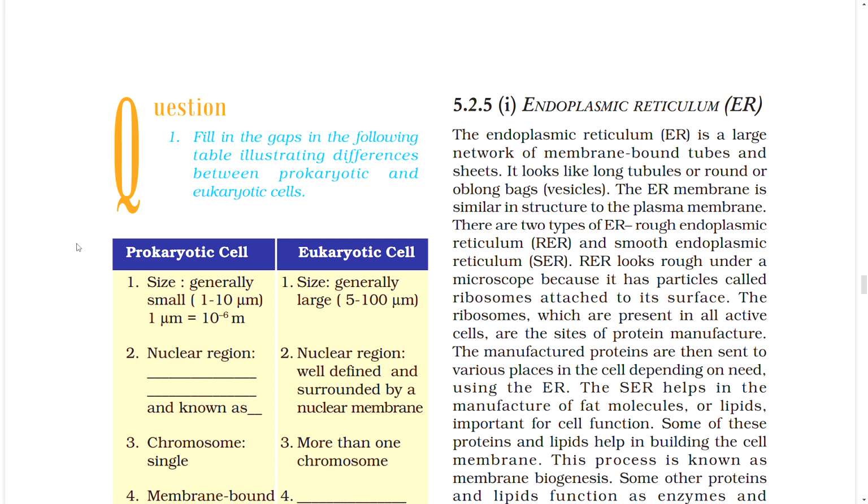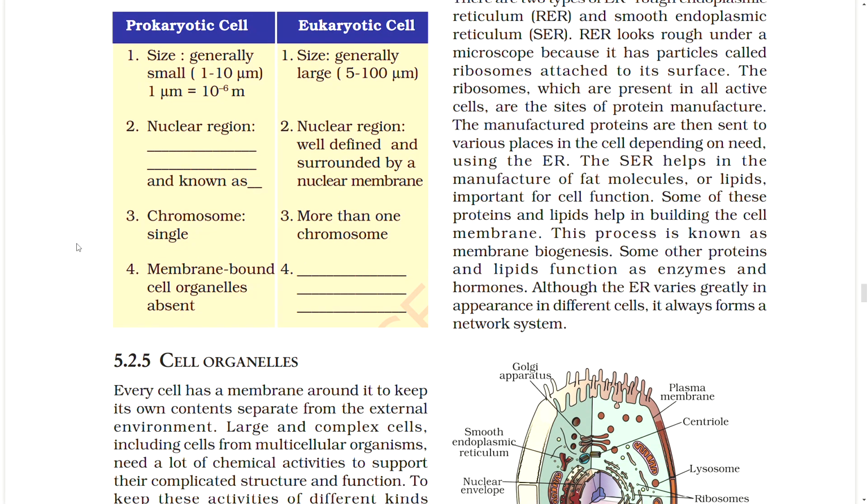Using the ER, the SER helps in the manufacture of fat molecules or lipids, important for cell function. Some of these proteins and lipids help in building the cell membrane. This process is known as membrane biogenesis. Some other proteins and lipids function as enzymes and hormones. Although the ER varies greatly in appearance in different cells, it always forms a network system.